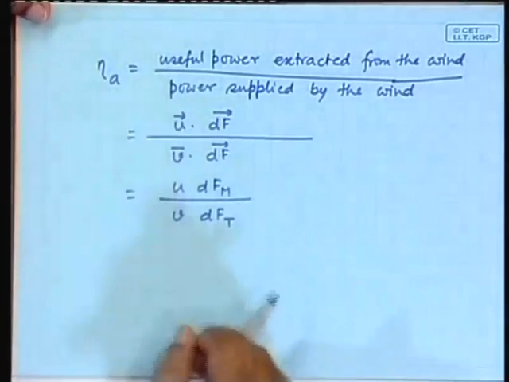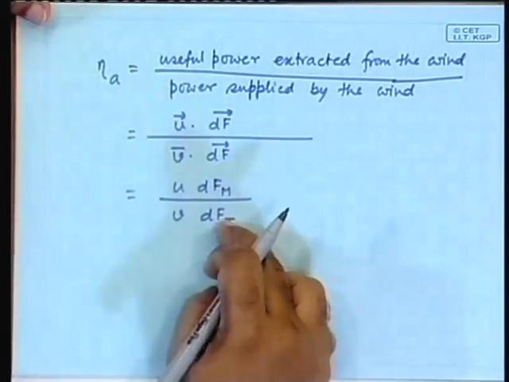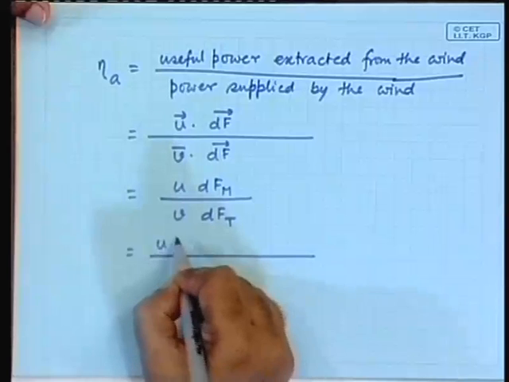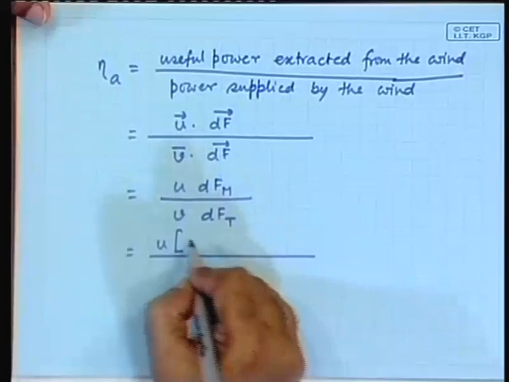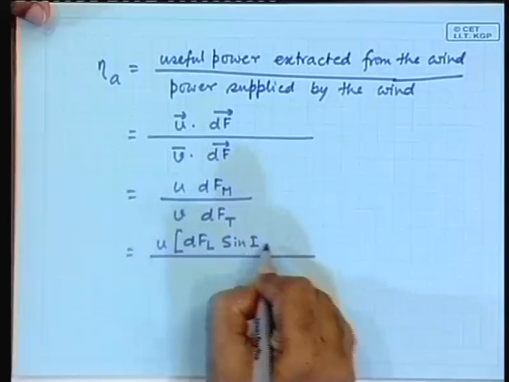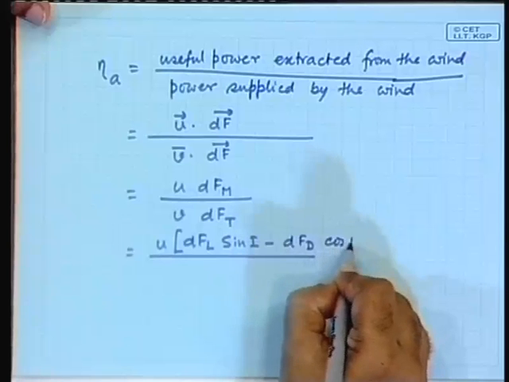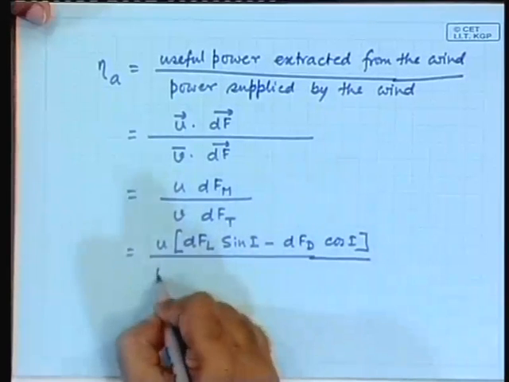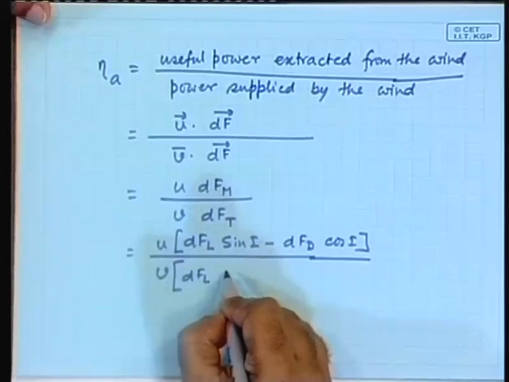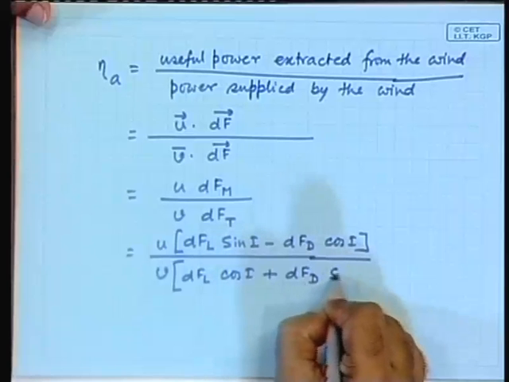Now, substitute these values. We have already learned what these values are, just substitute them. You will get U, then we substitute the value dFm as dFl sin I minus dFd cos I, divided by V. dFt is dFl cos I plus dFd sin I.